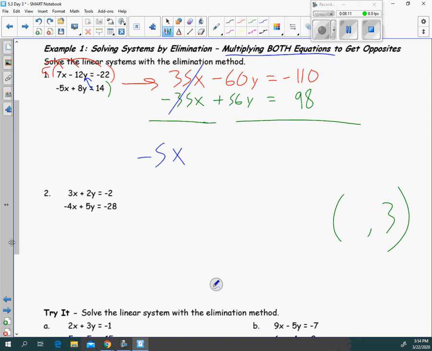Anyways, negative 5x plus 8y equals 14. And y is, of course, 3. So we just got to do some math stuff. Negative 5x plus 24 equals 14. Minus the 24.